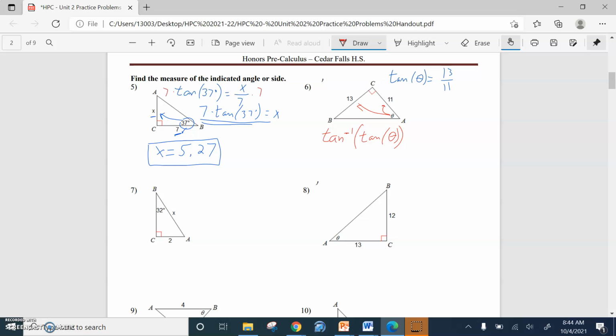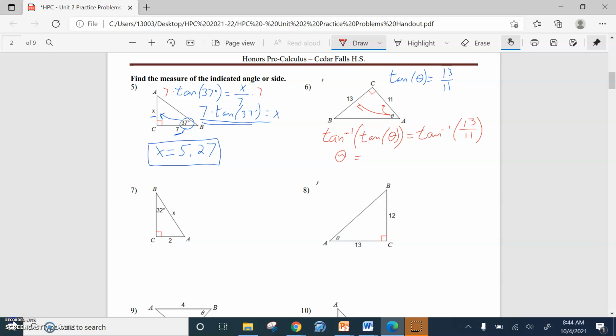And what we do to one side, we do to the other. Just like when we multiply by 7 on the right side of problem 5, we had to come over here and do the same thing over here. So we're going to do the same thing here and say tan inverse of 13/11. So what we get is tangent inverse of tangent of theta leaves us simply with theta. And then in our calculators, the tangent to the -1 key is a key.